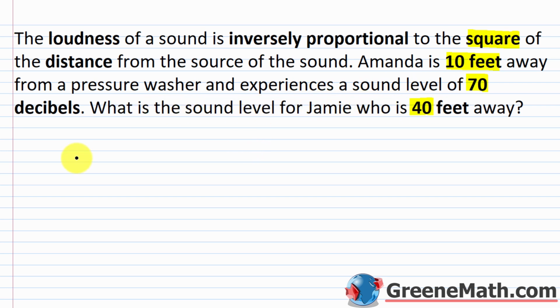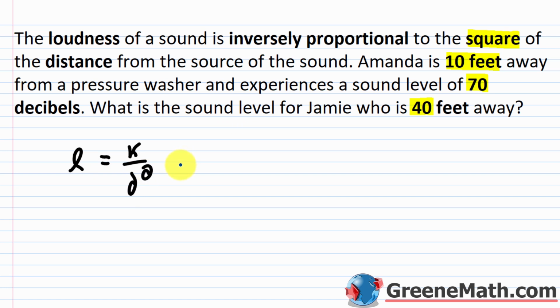Again, you can write out y equals k over x squared. I'm getting x squared because it says square of the distance. Again, if you want to change the letters around, that's fine. For loudness, you can use an L, a capital L or a lowercase l, whatever you want to do. For the distance, I think you would use d, so that would be d squared. So you can do it like this if you want.